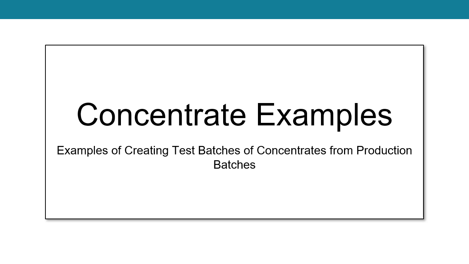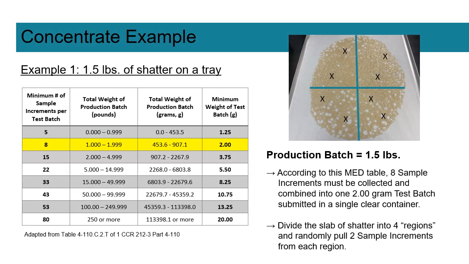Concentrate examples. Examples of creating test batches of concentrates from production batches. Example 1, 1.5 pounds of shatter on a tray. In this example, the production batch size is 1.5 pounds.